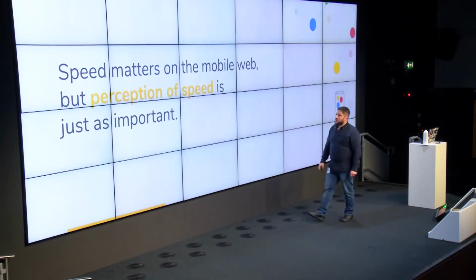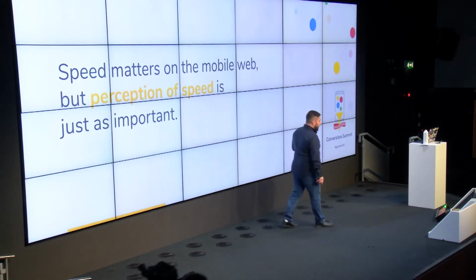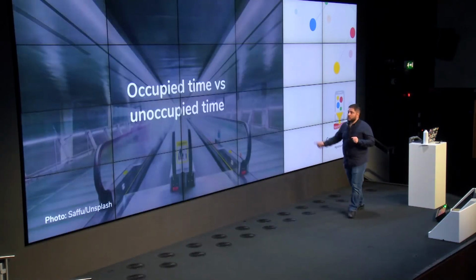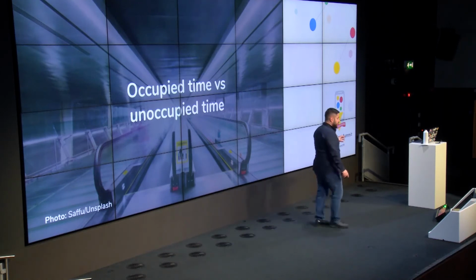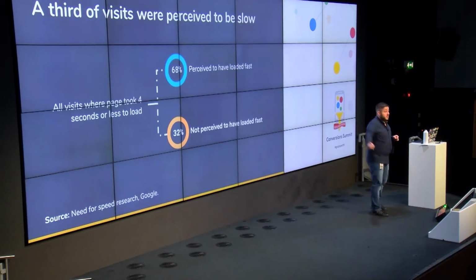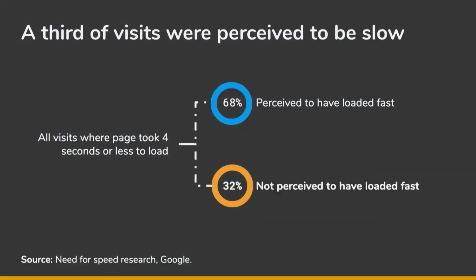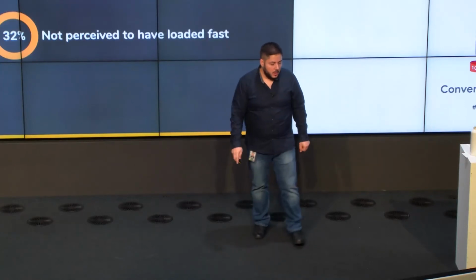So speed matters. The technical speed is important, right? We've established that. But the perception is also important. Remember, occupied time versus unoccupied time. This is really critical, the perceptiveness of it. And this is a scary statistic: 1/3 of web users still think technically fast sites are slow. So you've done all the optimization, like Houston Airport. What else can we do here?